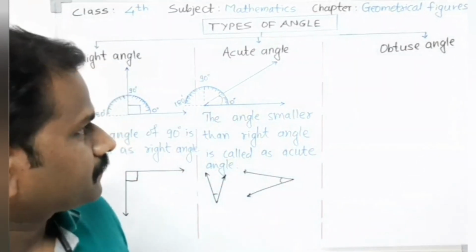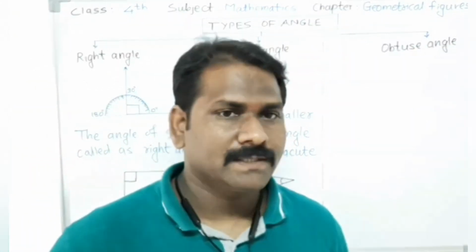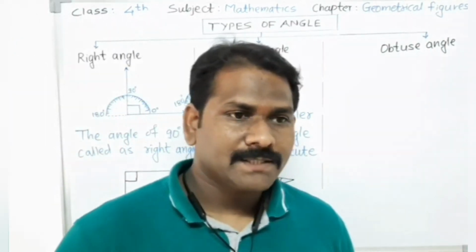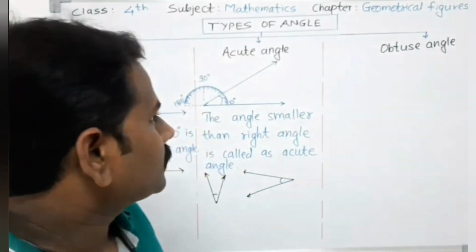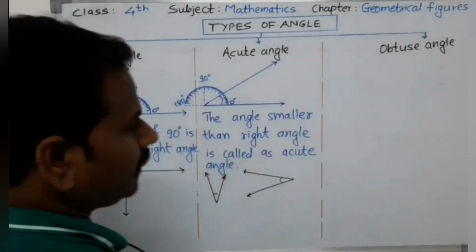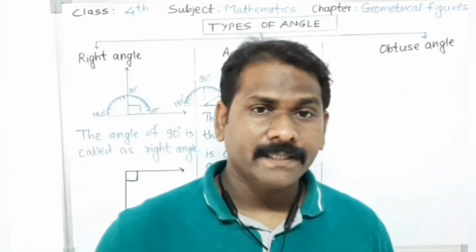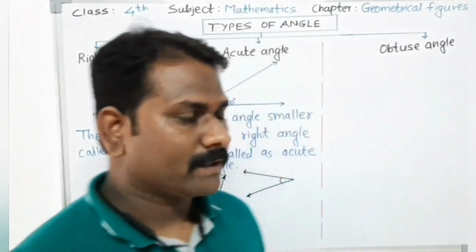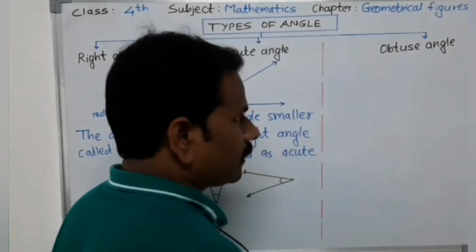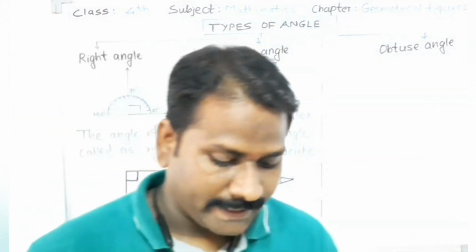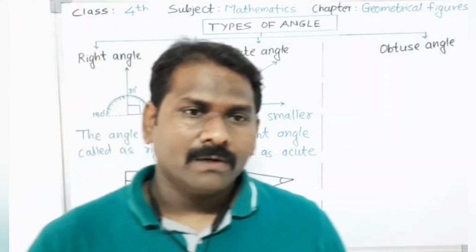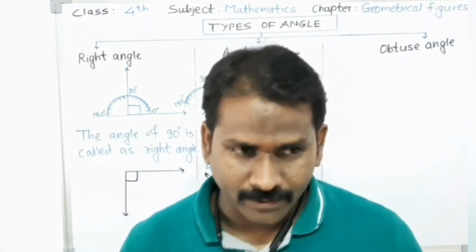Hello friends, welcome back. Once again I am here to continue the syllabus. In the last video or last period we have seen the information about the right angle as well as acute angle. In this video we are going to learn the third type of angle, that is obtuse angle. Actually, let's recap what we have learned in the last two videos.